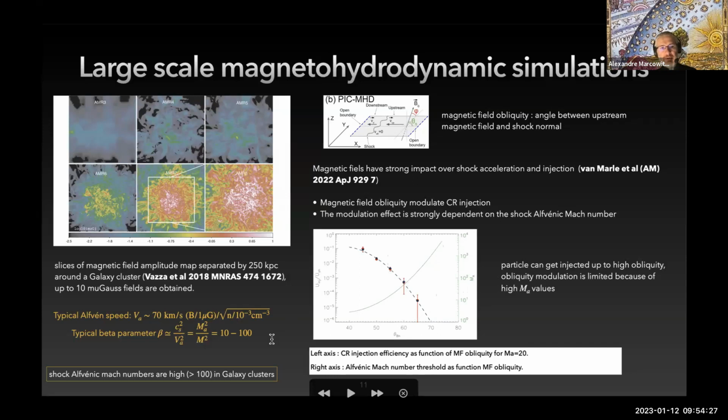And this is interesting because in a cluster of galaxies, in fact, the Alfvénic Mach number can be rather high also. That means that for shocks, you can inject cosmic rays even for high obliquity. So it could help to inject cosmic rays.